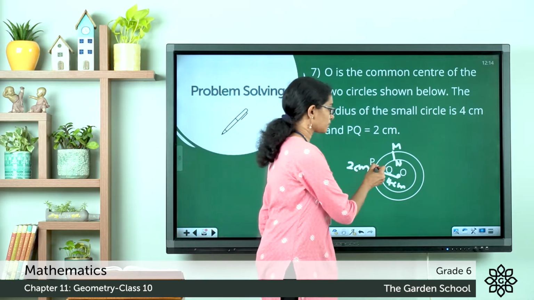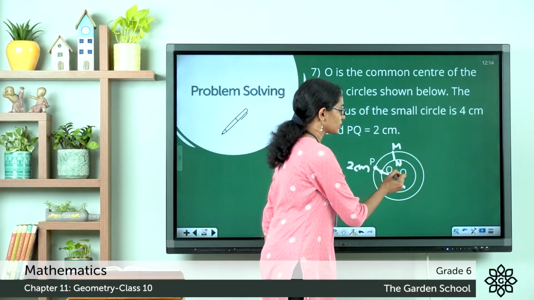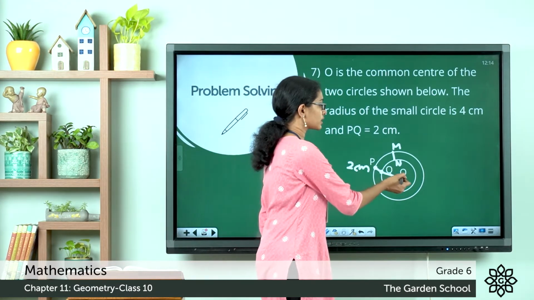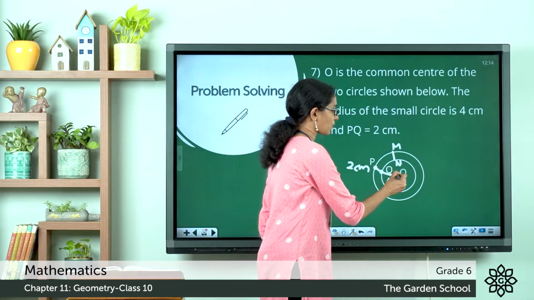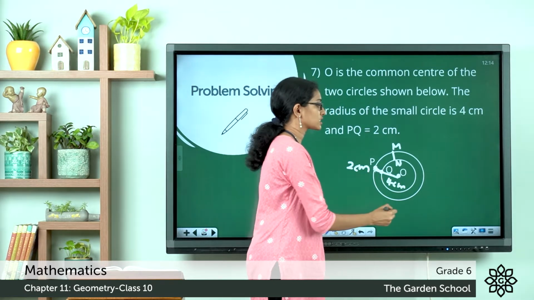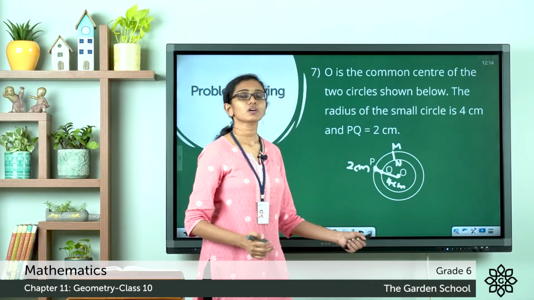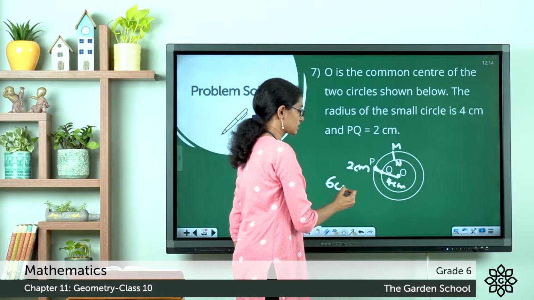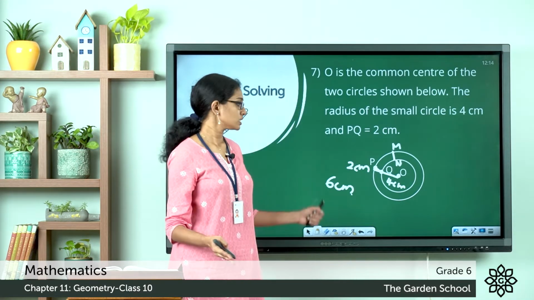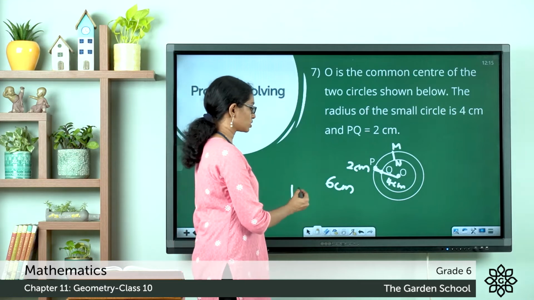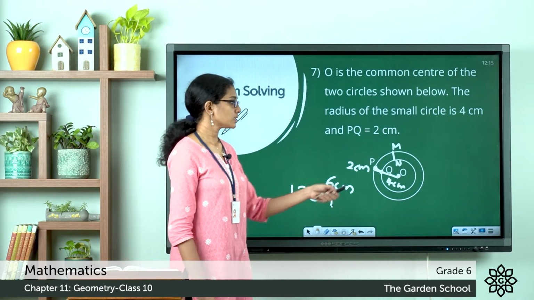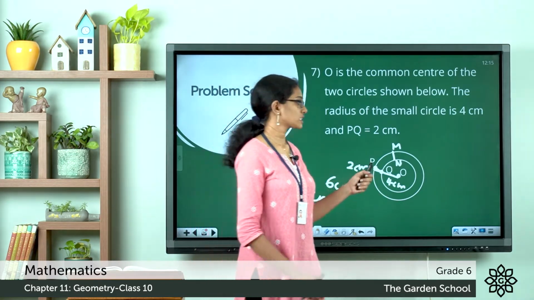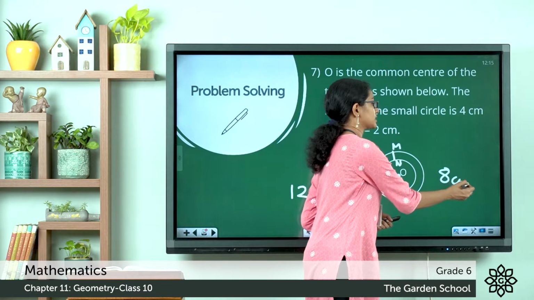Now, if the distance from P to Q is 2 cm and from Q to O is equal to 4 cm, what will be the radius of this bigger circle? So, if this distance is 4 cm and this distance is 2 cm, the total distance OP, or the radius of the bigger circle, will be equal to 2 plus 4, which is equal to 6 cm. Hence, its diameter will be 6 into 2, which is equal to 12 cm. Now, the smaller circle has a radius 4 cm. So, its diameter will be 2 times its radius, that is 4 into 2, that is equal to 8 cm.